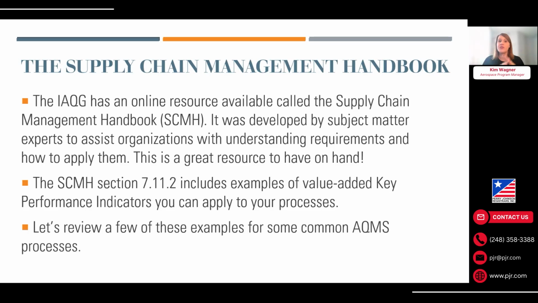I mean, there's a whole section on design with different chapters regarding the different aspects of design. There's chapters on first article inspection. There's a lot of great information there. So I really recommend checking that out. But I'm going to specifically be talking about SCMH section 7.11.2, which gives a lot of examples of some value added key performance indicators that you can apply to your processes. So I'm going to talk about some of those examples.